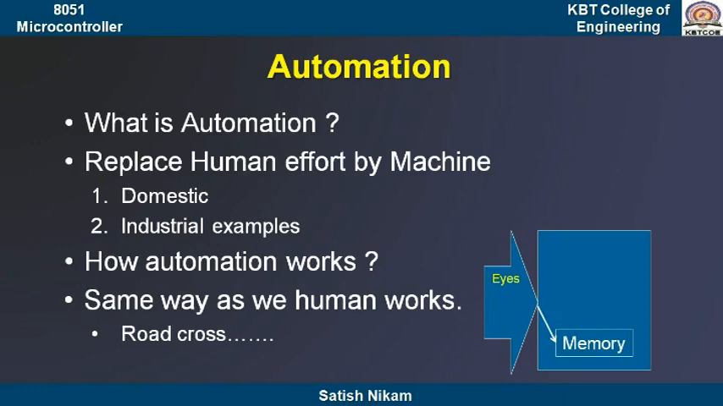Now this memory block is also divided into two parts: temporary memory and permanent memory. So that information gets stored in the memory block. This information is also given to another important block in our body, and that is the brain. The brain has a very important capability to process data. Process means what? It performs arithmetic or logical operations on two different data.